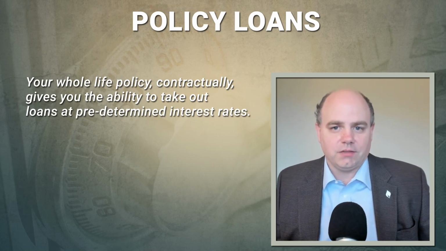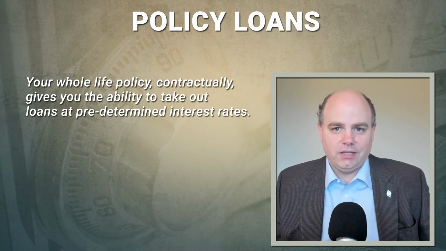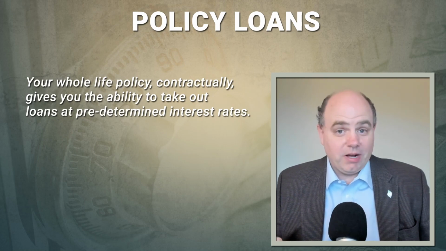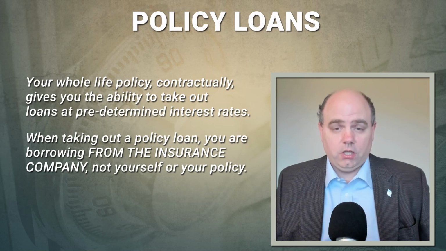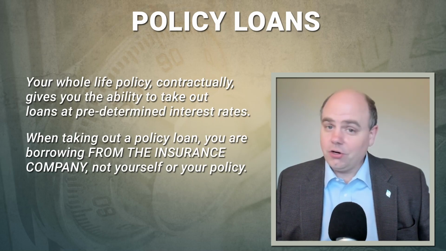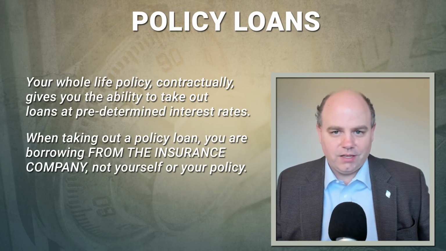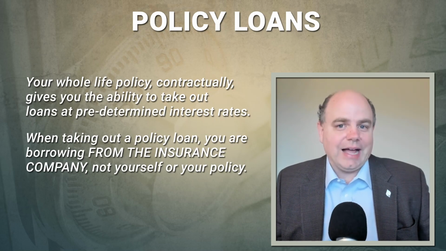So I don't want to get too specific. But the point is, the contract tells you ahead of time, this is how the life insurance company will calculate what the relevant interest rate is on these loans. Now, I want to be crystal clear here. When you take out a policy loan, you are borrowing money from the life insurance company. Okay, so it's not your money that you're borrowing from yourself, and it's also not the case that you're taking money out of your policy.